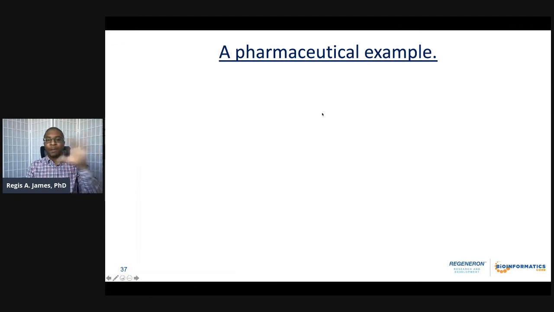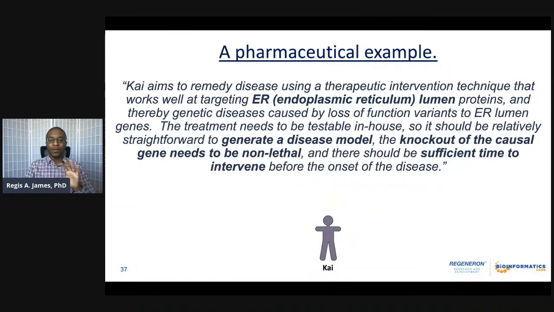So if we wrap all of this up together, then we can have another pharmaceutical example, which is ultimately what powers the Intermap target detector. So Kai is a scientist, as I mentioned before, a biologist, and aims to remedy disease using a therapeutic intervention technique that works well at targeting ER, endoplasmic reticulum lumen proteins, and thereby genetic diseases caused by loss of function variants to ER lumen genes that code for those proteins.